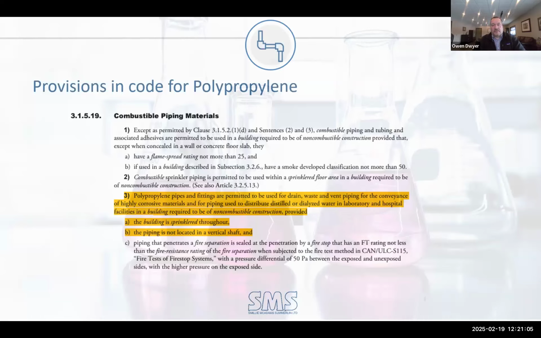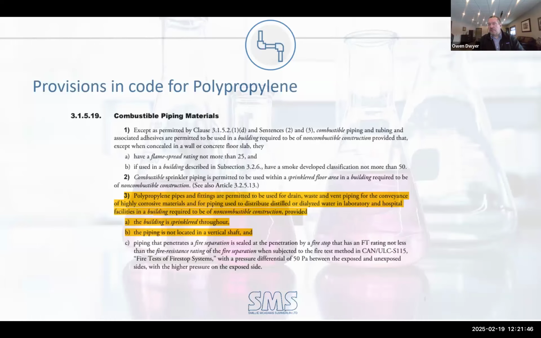In laboratory or hospital facilities, in a building required to be of non-combustible construction, provided that the caveat, or that provision, is the building must be sprinklered. So essentially, the authorities having jurisdiction do not need to see a piece of paper that says polypropylene meets the flame spread rating for a non-combustible building, as long as the building is sprinklered. If that building is sprinklered, polypropylene is exempt from needing to meet the flame spread requirements because its corrosion resistant properties kind of outweigh, if you will, the requirement for that flame spread if it's a sprinklered building.